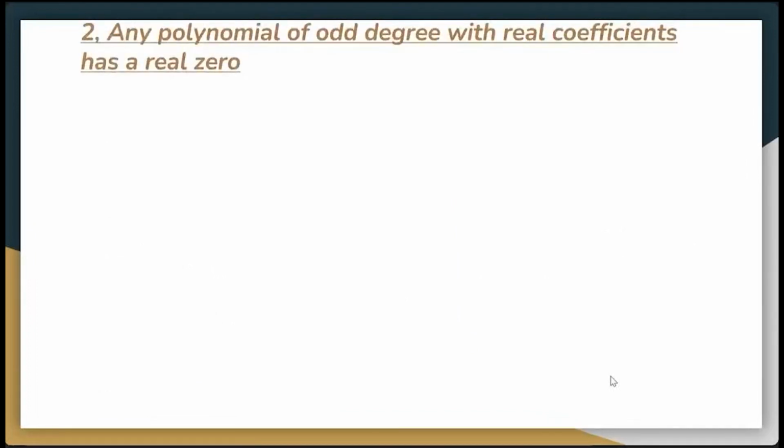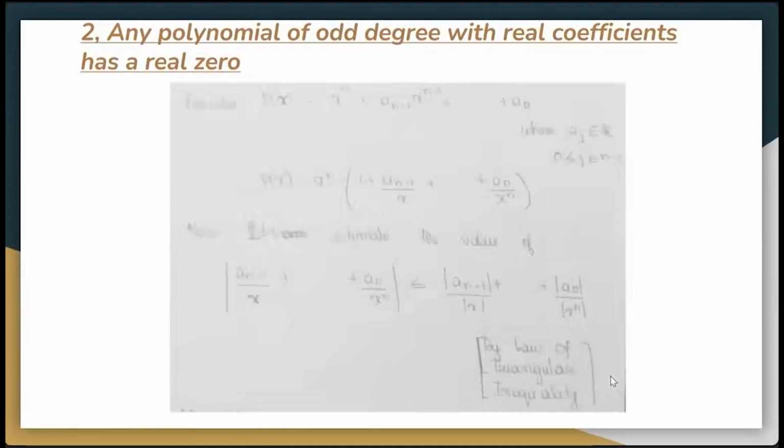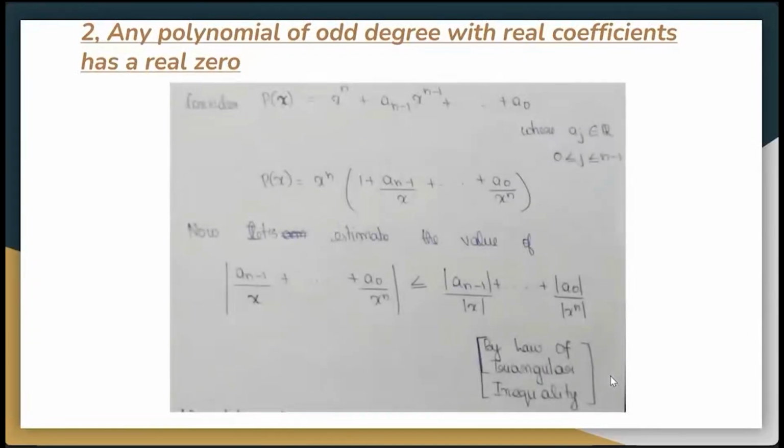Now my second result is that any polynomial of odd degree with real coefficients has a real 0. Now let us look at the proof of this. So first I am considering the general form of polynomials. P of x equal to x to the power n plus a n minus 1 x to the power n minus 1 plus etc. plus a naught, where all the aj's are real numbers and j varies from 0 to n minus 1. Now I am taking x to the power n common.